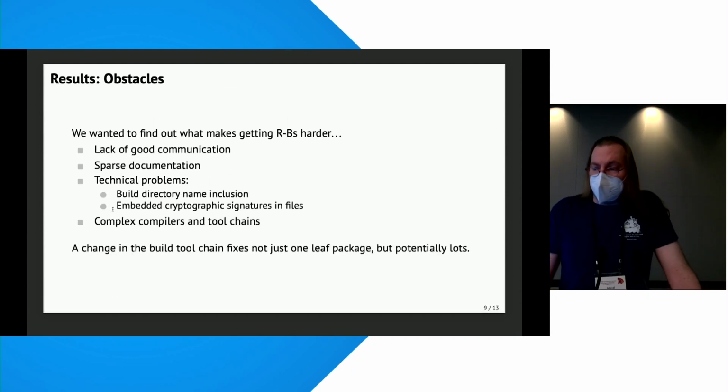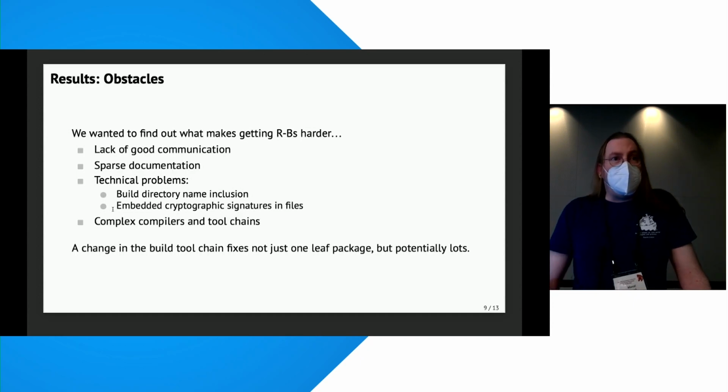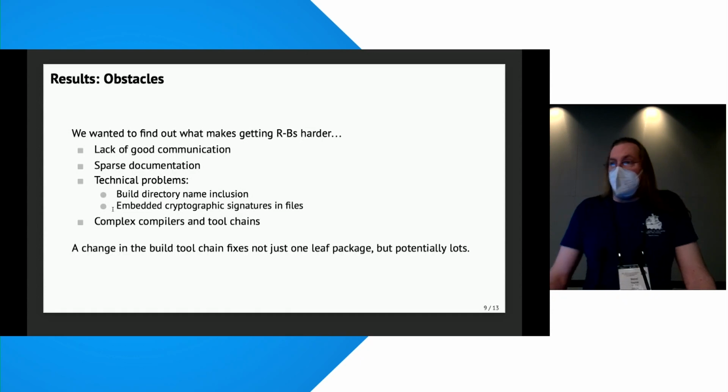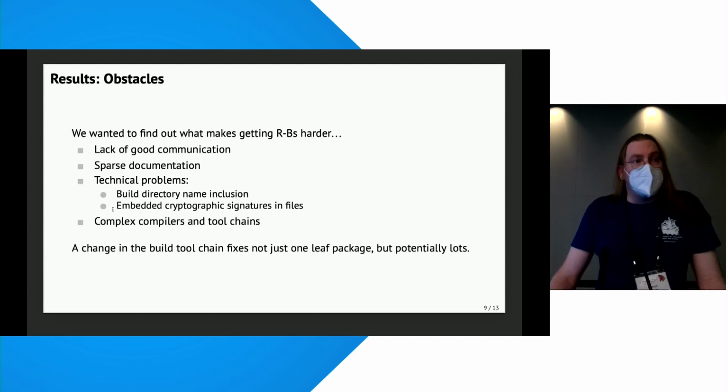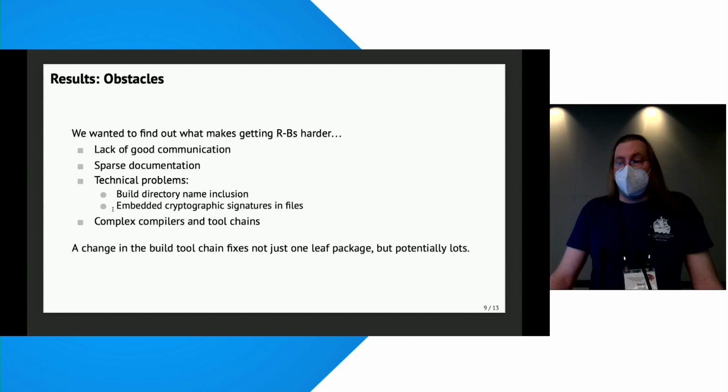So what are the main obstacles which make this harder? Well, first of all, lack of good communication. If a project doesn't answer, you have to wait. Sparse documentation. This is because there are only few people working on this. And there are many common technical problems. Most of them are build directory name inclusion, which happens quite often for the main compilers. And whole ecosystems have embedded cryptographic signatures in files. And of course, the compilers themselves and the tool chains are very complex. But if you change them and fix them, then you can probably fix a lot of packages at once.